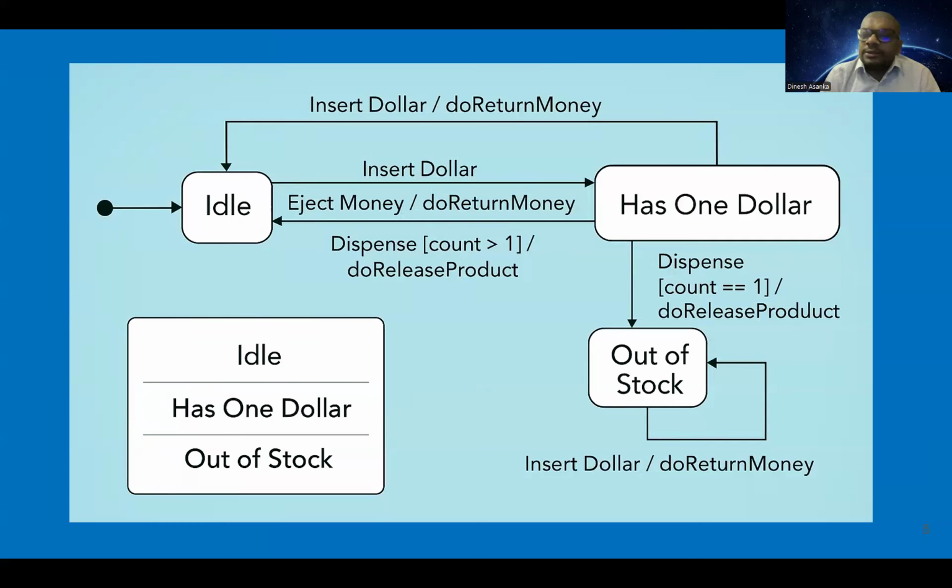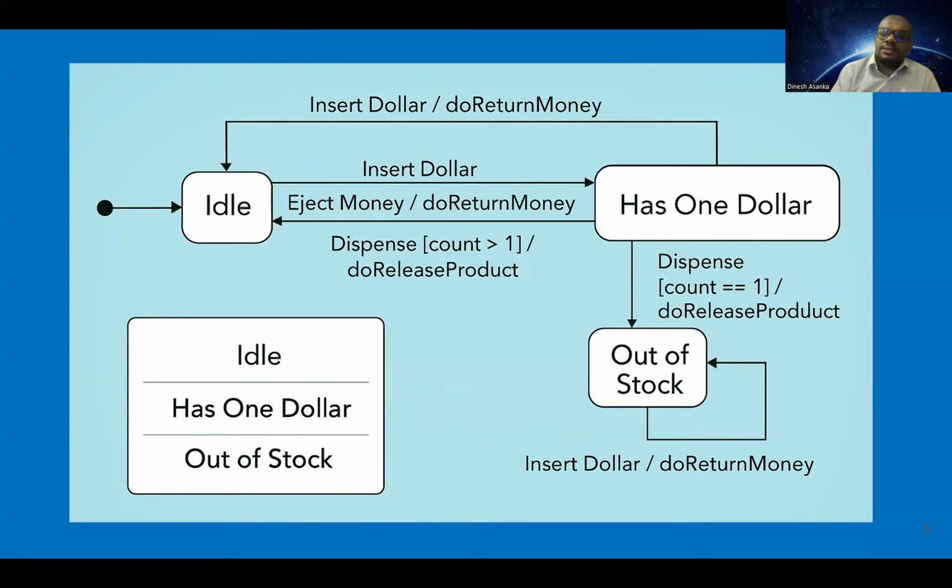If you look at this particular vending machine, there are 3 states. One is idle: you have the stock, but no one is using it. Then you have another state, after you insert a dollar, where the machine has a dollar. If the machine does not have any stock, that is the out of stock state. So you have 3 states in this example.